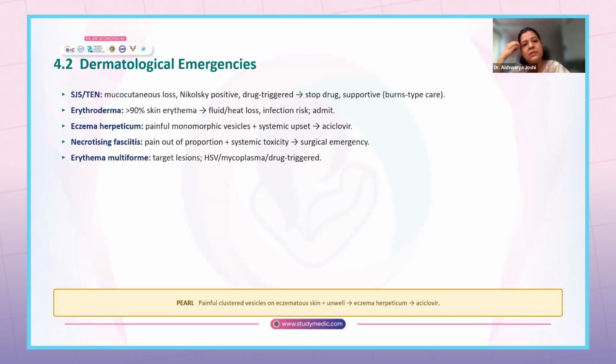Eczema herpeticum presents as painful monomorphic vesicles with a systemic upset. Treat with acyclovir or valacyclovir. Necrotizing fasciitis presents with pain out of proportion. The skin might look okay, it might look just a bit red, but deep inside there is a purulent pathology going on. It is a surgical emergency. Erythema multiforme refers to bullseye or target lesions, and it represents herpes simplex viral infection, mycoplasma infection, or a drug trigger.